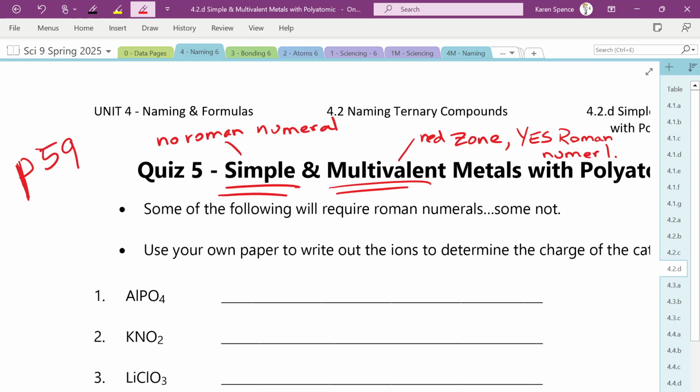So if you are ready for quiz 5, I haven't put quiz 5s up there. I would like you to finish quiz 5 today. If you can finish quiz 6 as well, that would be fantastic. Quiz 6 is a mix of these plus the covalents. Okay?